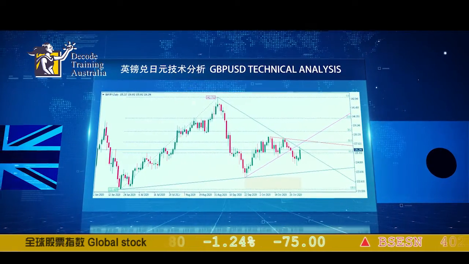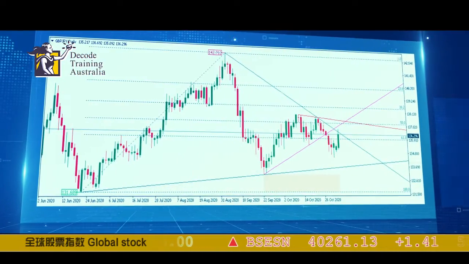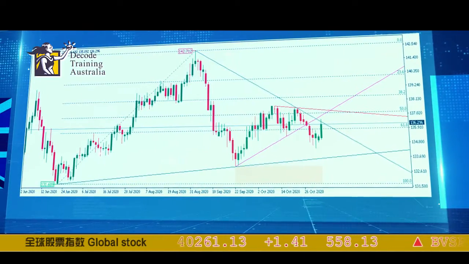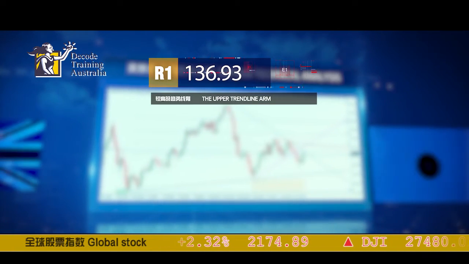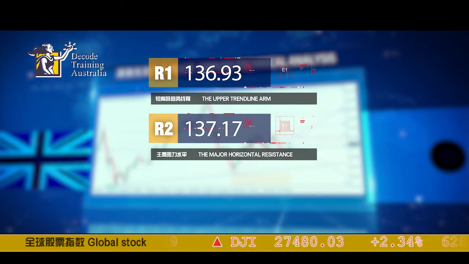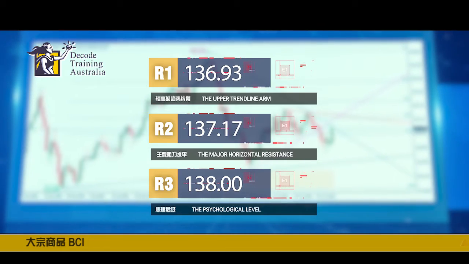The Great Britain pound skyrocketed against the Japanese yen on Wednesday, increasing the price of the pound yen pair to more than 136.00, ahead of the release of the UK ILO Unemployment Rate news. Now, this pair is currently strengthening around 136.29. Looking at the chart closely, we're going to find the following resistance levels. Resistance 1 is at 136.93, which is the upper trend line arm. Second resistance is at 137.17, which is a major horizontal resistance. And finally, the third resistance is the 138 psychological level.